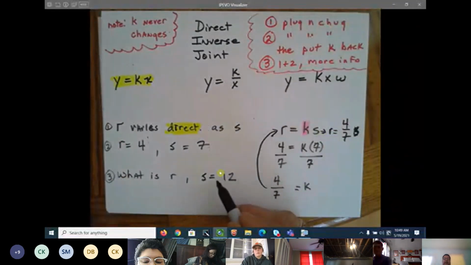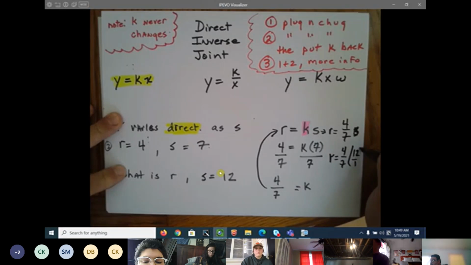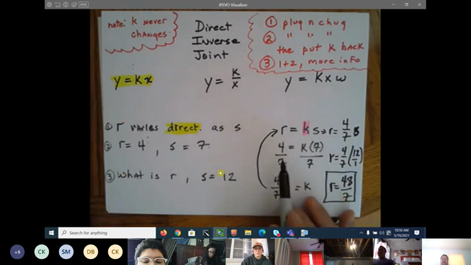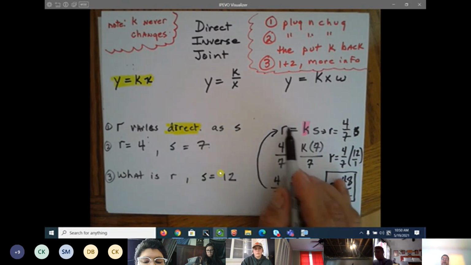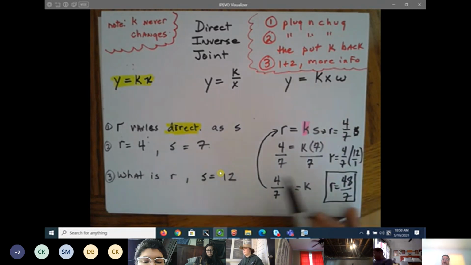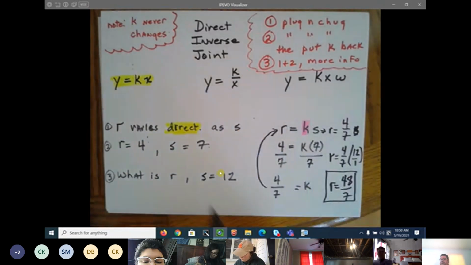4/7 s, and now I plug in 12, and I get r is equal to 4/7 times 12 over 1, and that's going to give me 48/7. Well, then you change it according to whatever the directions say. Mixed number, decimal, whatever, I don't care. So here we plugged and chugged. We solved for k. We plug k back in. We get a new formula, r is equal to 4/7 s. And then plug in s is equal to 12. And that is how you do these problems.